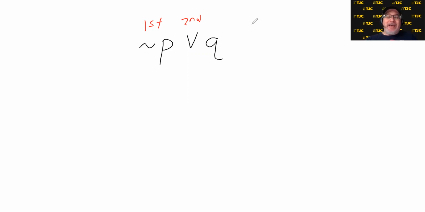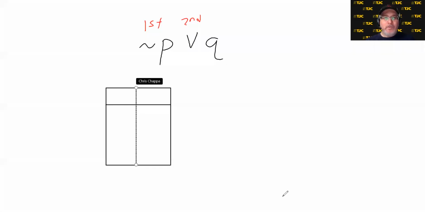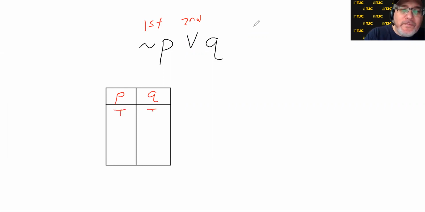Now remember, once you've decided the correct order, your first 2 columns are each individual letter that's already in the compound statement. So we're going to start by having 1 column for P, 1 column for Q. And by the way, they don't have to be in that order. You can put Q first and then P second, but let's just stick with alphabetical order at the beginning. And those truth values are true, true, true, false, false, true, false, false.